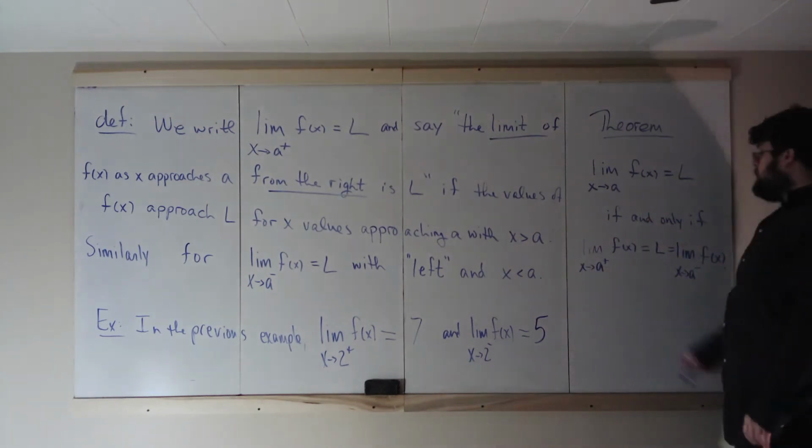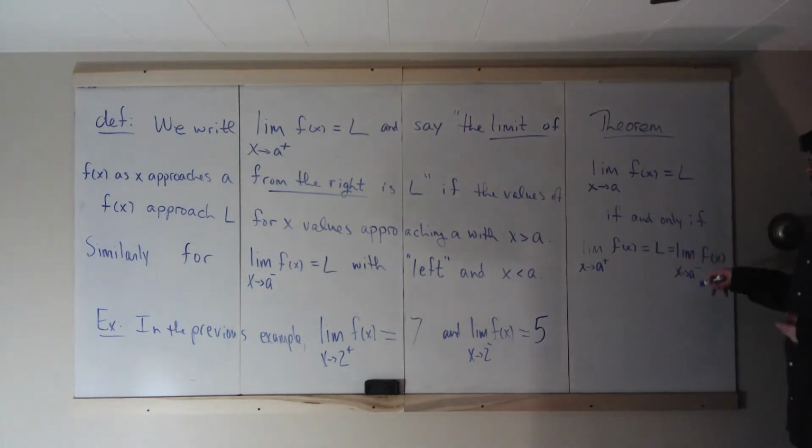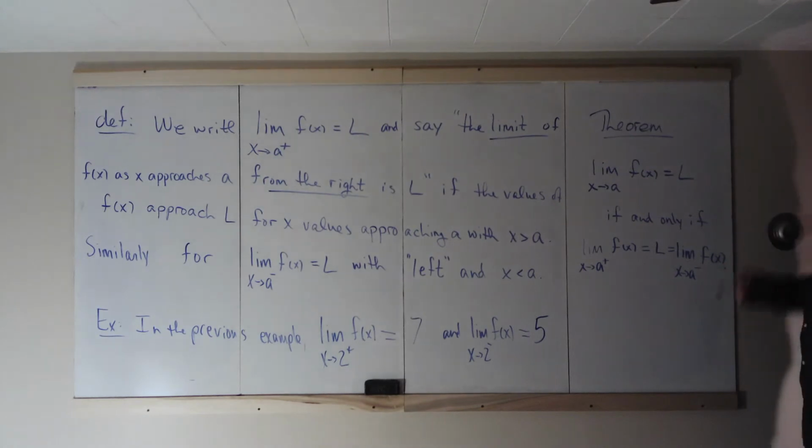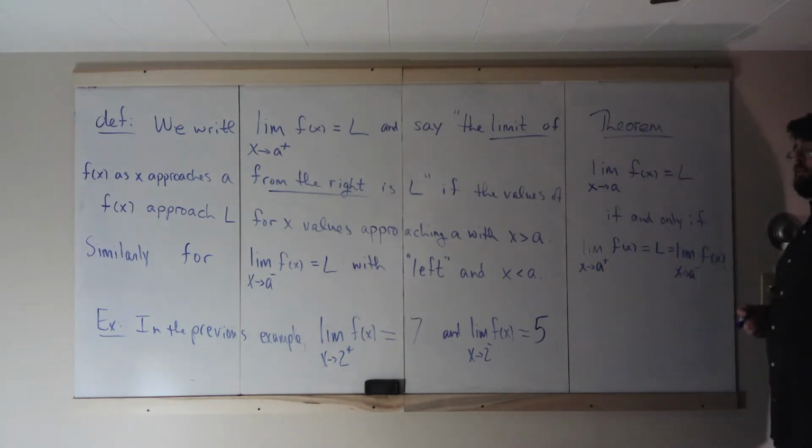So I just wrote that as the limit as x approaches a from the right of f of x is L, and that equals the limit as x approaches a from the left is L. And this is for L a finite number, a real number. And we'll use this a few times throughout the semester.